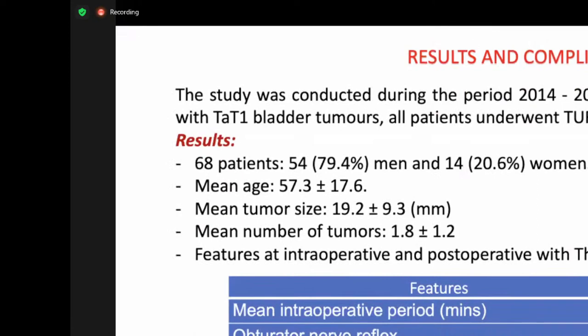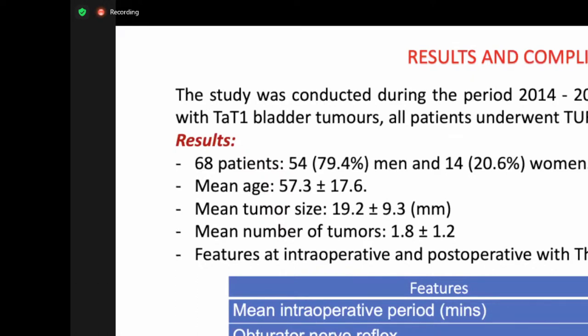In terms of results and complications, the study was conducted during the period from 2014 to 2019 on 68 patients at Vincent Hospital with 81 bladder cancers. All underwent TURBT using thulium laser. Of the 68 patients, men accounted for 79% and women accounted for 21%.